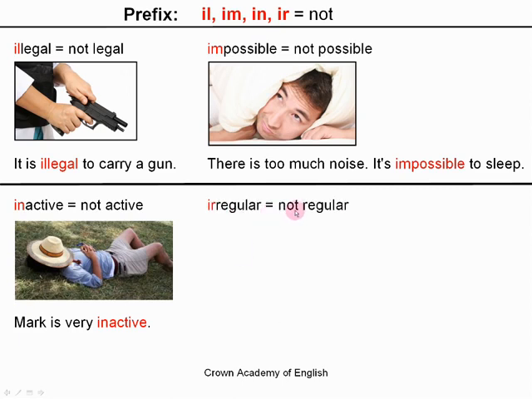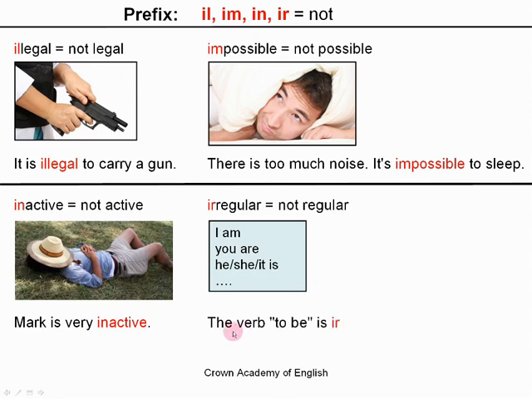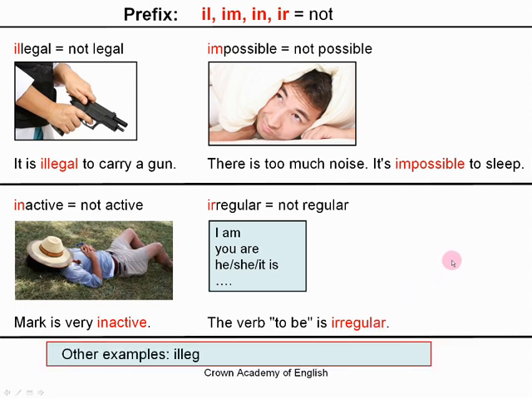Irregular means not regular. I am, you are, he, she, it is. This is the verb to be. The verb to be is irregular. Okay? Other examples: illegible, impotent, insecure, irrational.